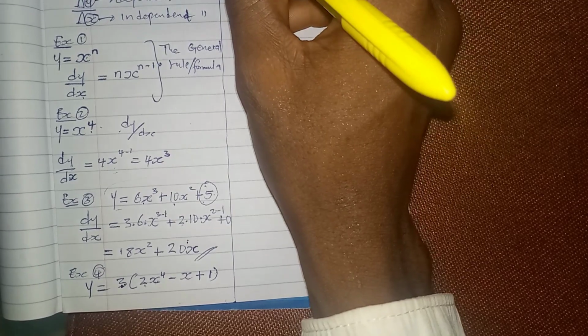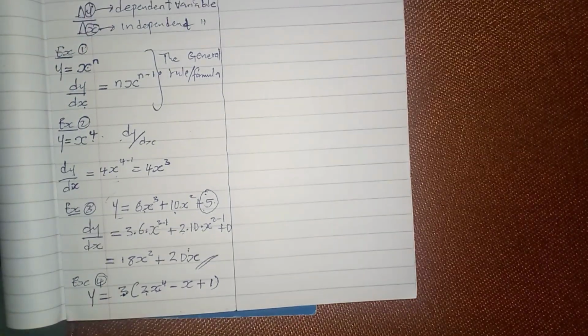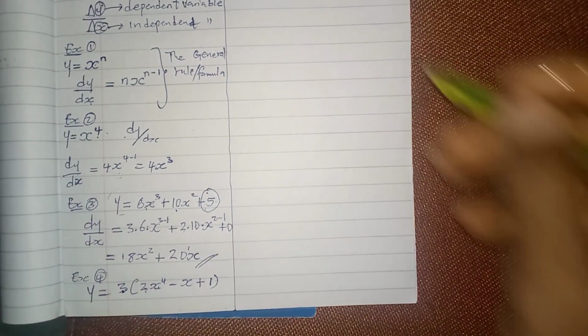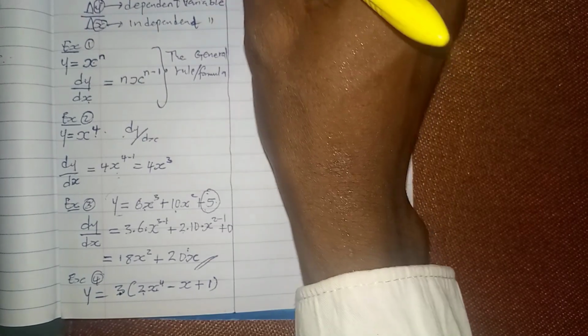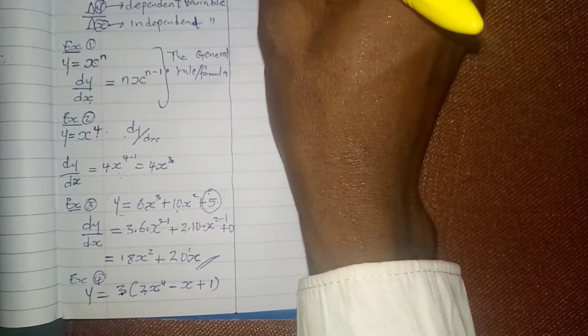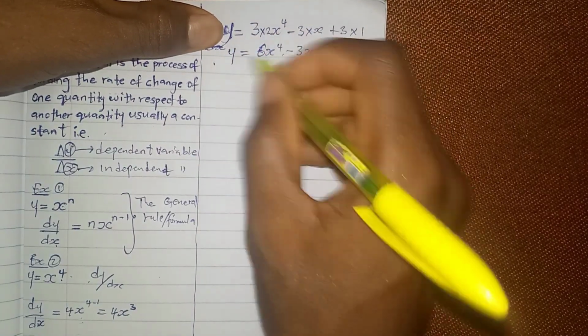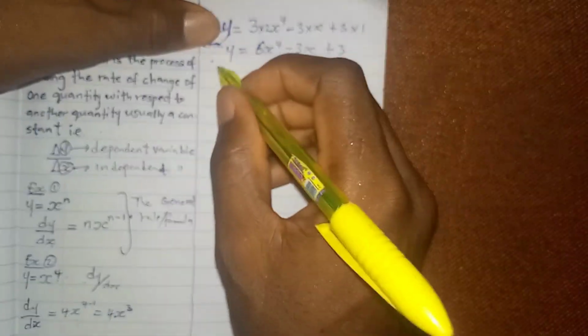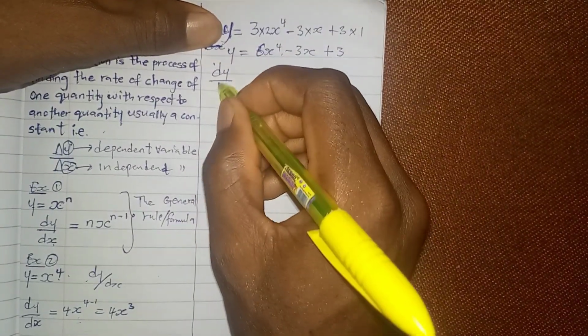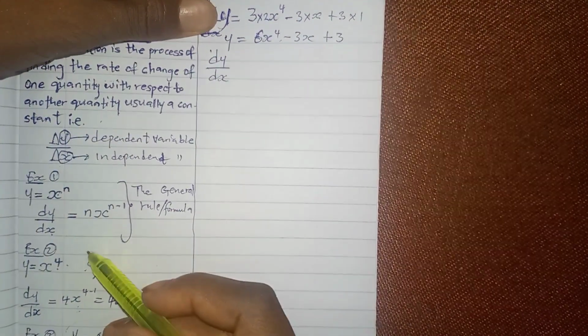So now, this is not yet differentiated, so it's still our y. Our y equals this, we are just simplifying. So now to find the differentiation, dy over dx, we apply the same rule we stated earlier.